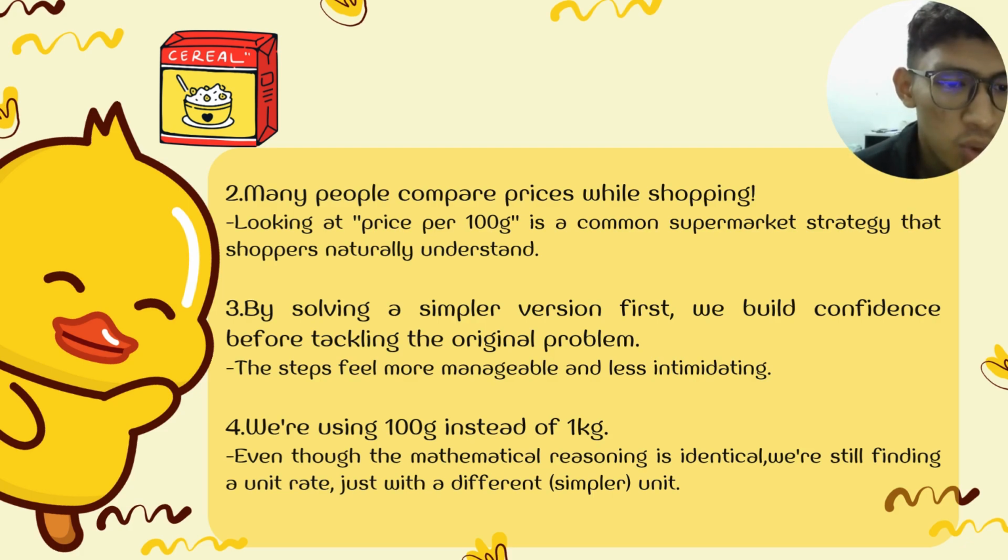If we look at the prices per 100 grams, it's a common supermarket strategy that shoppers naturally understand. And third, by solving a simpler version first, we build confidence before tackling the original problem, which makes the steps feel more manageable and less intimidating. And lastly, we are using 100 grams instead of 1 kilogram. Even though the mathematical reasoning is identical, we are still finding a unit rate, just with a different, simpler unit.